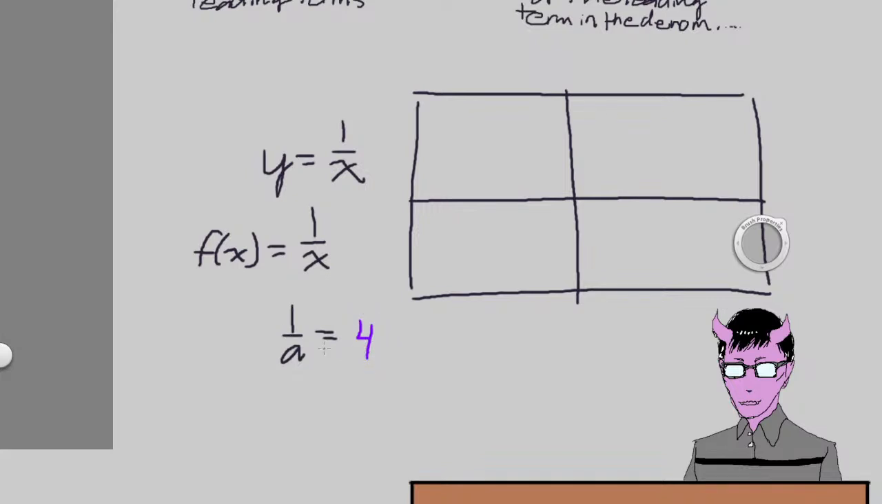So can we solve for A? Yes. So you do the old switcheroo strat. So we divide both sides by 4, multiply both sides by A, so A is therefore 1/4. So yes, we can get a bag of 4. What do we need to do to get a bag of 4? We need to input 1/4.